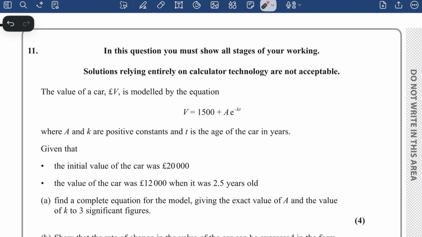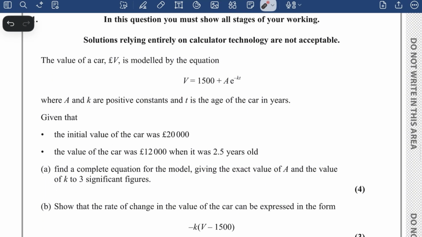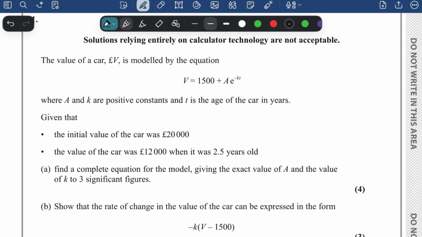Okay, question 11. The value of a car is given by this equation here. A and K are positive constants, and T is the age in years. Always take note of this, right? I'm going to highlight this because you can't be dropping the marks because you put it in months or something, right?